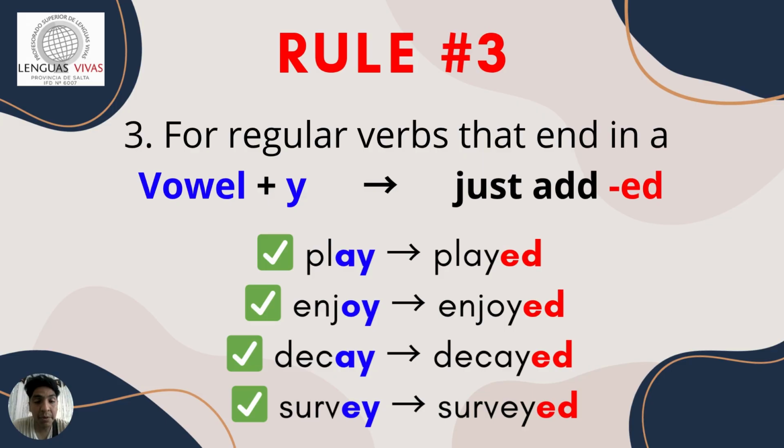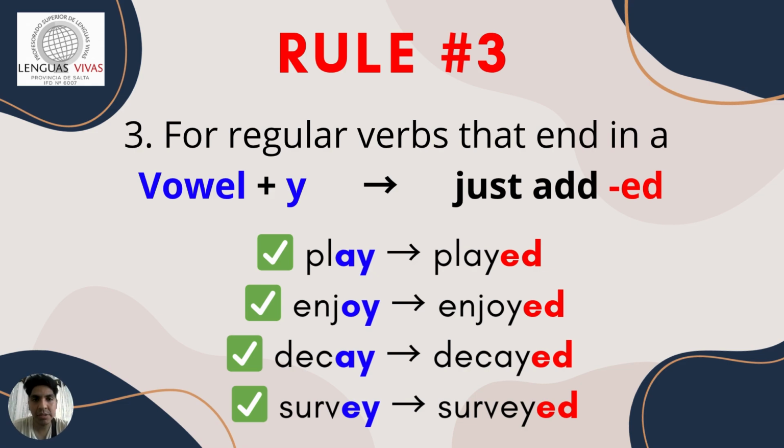And for rule number three, for regular verbs that end in a vowel plus the letter Y, the vowel and letter Y here are in color blue. All you have to do is to add ed again in red at the end of the verb. And here we have examples. Play changes into played. Enjoy changes into enjoyed. Decay changes into decayed. And finally, survey changes into surveyed.